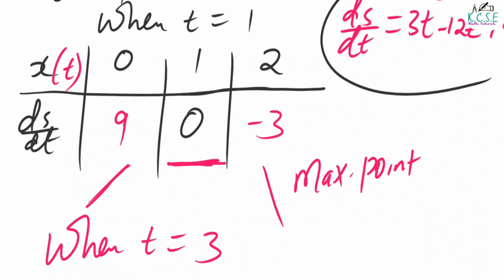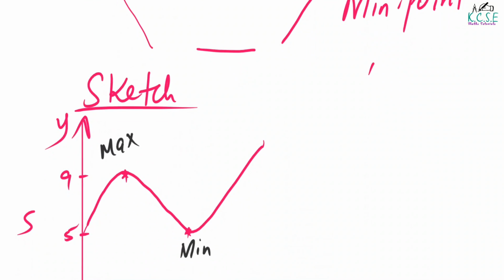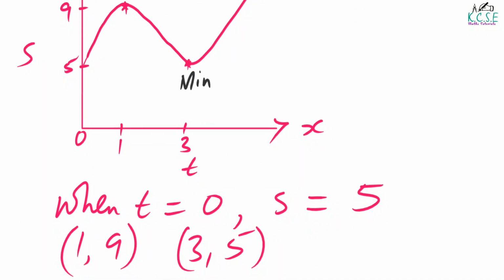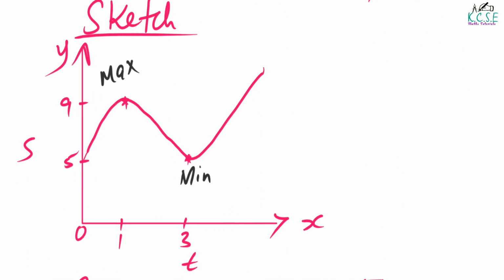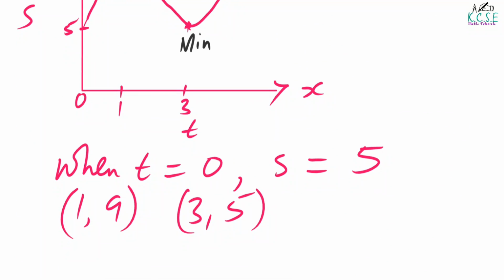So when t is 1, we have a maximum point. You can see that from the sketch. Then when t is equal to 3, you can see that one is a minimum point. It is dipping downwards. So that is a simple sketch. The other point we have used is when t is equal to 0. And for this one, we have used the expression for displacement, which we had obtained, it is there in the question.